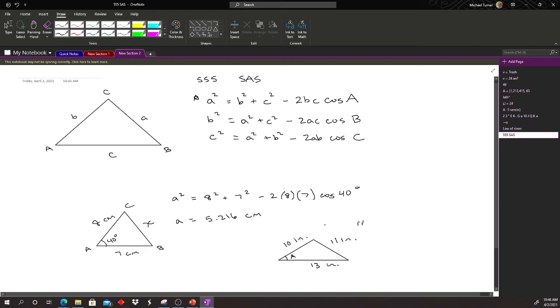So because A is the angle that I'm trying to solve for, I'm going to use again that first formula. So I have the opposite side, 11 squared, and that's equal to 10 squared plus 13 squared minus 2 times 10 times 13 times cosine of the angle, and the angle is what I'm trying to solve for. So 11 squared gives me 121, 10 squared gives me 100, 13 squared gives me 169, and then 2 times 10 times 13, that gives me 260 cosine A. Do a little bit of arithmetic. 100 plus 169 gives me 269.